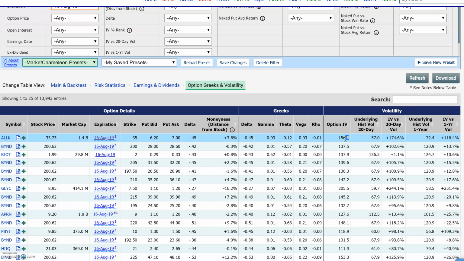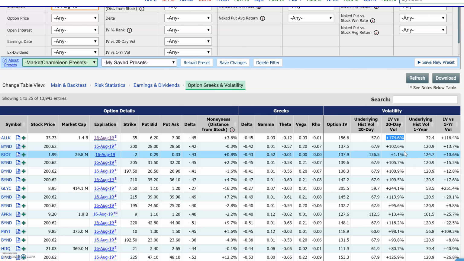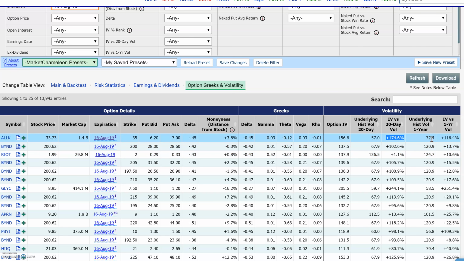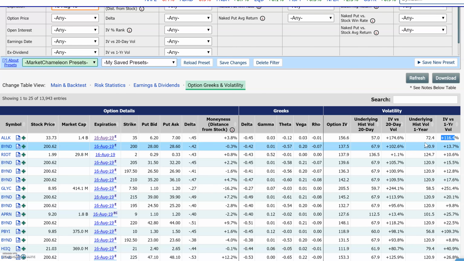But at this moment, the implied volatility of that option is 156. The historical stock volatility in the last 20 days is 57. So the implied volatility is 174% above that 20-day historical vol. And here the 1-year volatility is 72.4. So that implied volatility is 116% above the historical 1-year volatility.